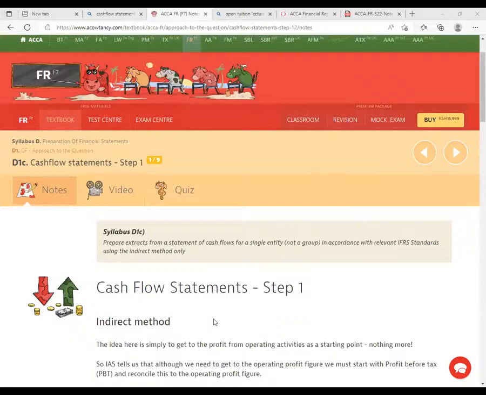Now, I'm looking at the basic steps and I'm going to start with the indirect method. The indirect method, ladies and gentlemen, does not start with the revenues you generate in the operations. We start with profits and then work backwards to generate cash flows. The idea is simply to get to the profit from operating activities as a starting point. It's a very easy thing. So IAS tells us that although we need to get to the operating profit figure, we must start with the profit before tax.